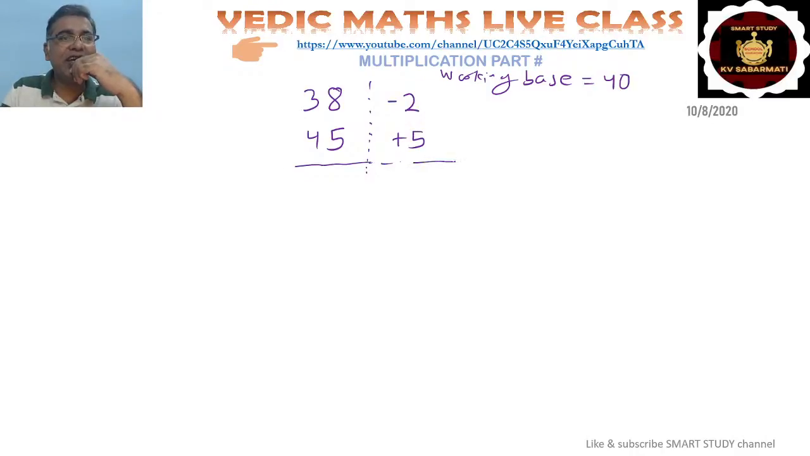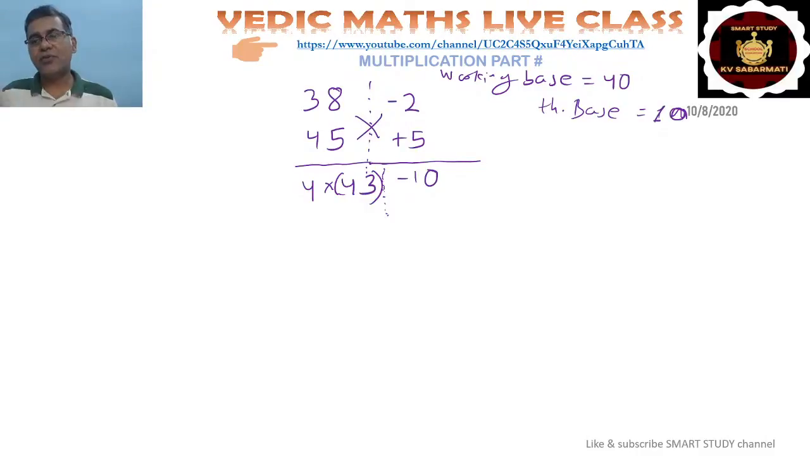So how much are we getting? Minus 2 into 5, that is minus 10. And then on either side you can check which is easier for you, and on that side you add. Then I have to divide.